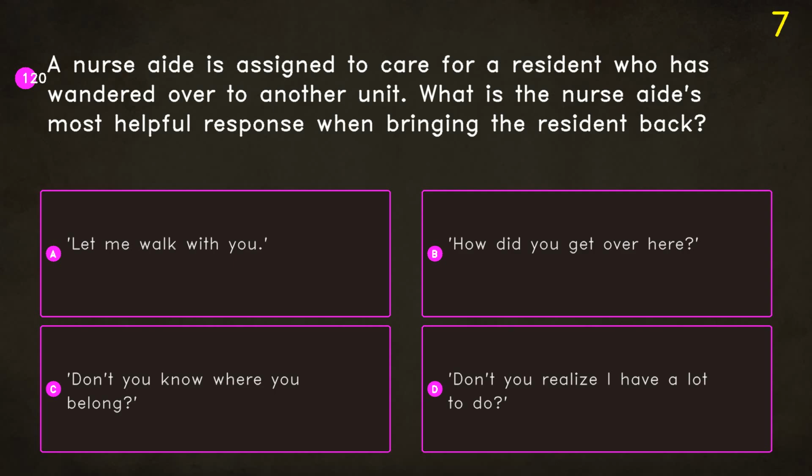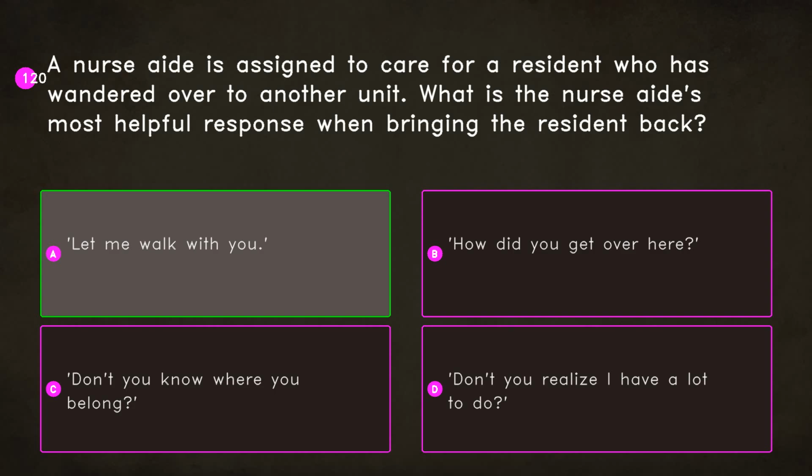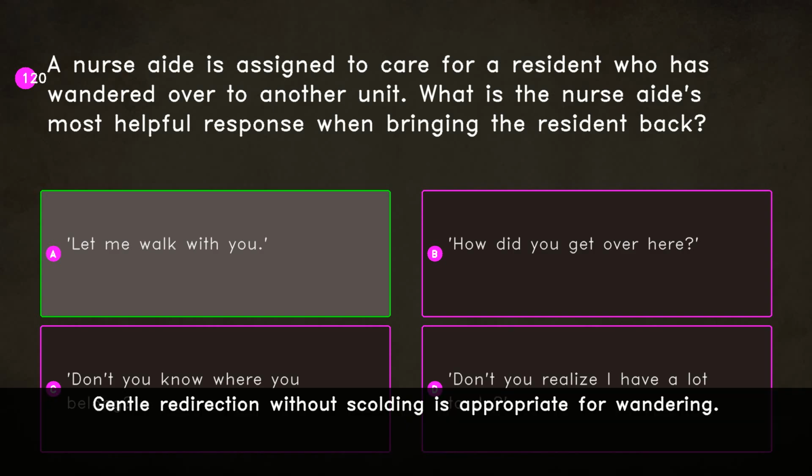A. Let me walk with you. B. How did you get over here? C. Don't you know where you belong? D. Don't you realize I have a lot to do? The correct answer is let me walk with you. Gentle redirection without scolding is appropriate for wandering.